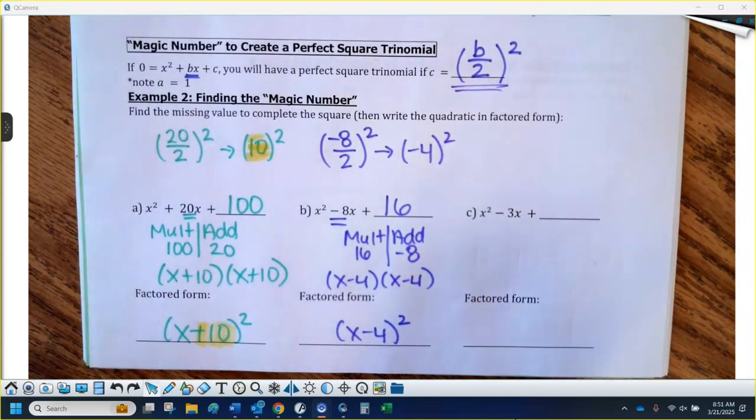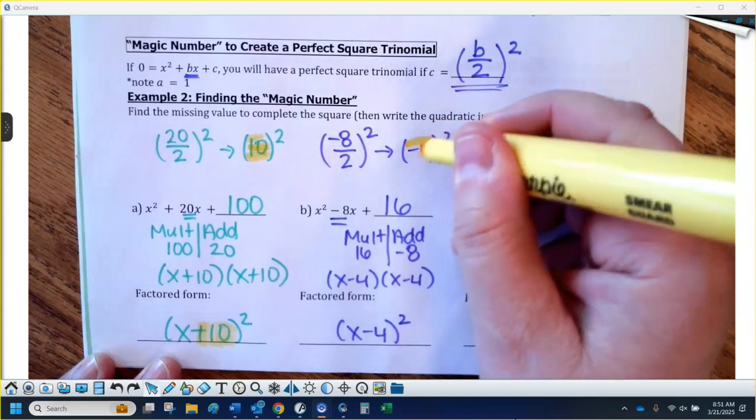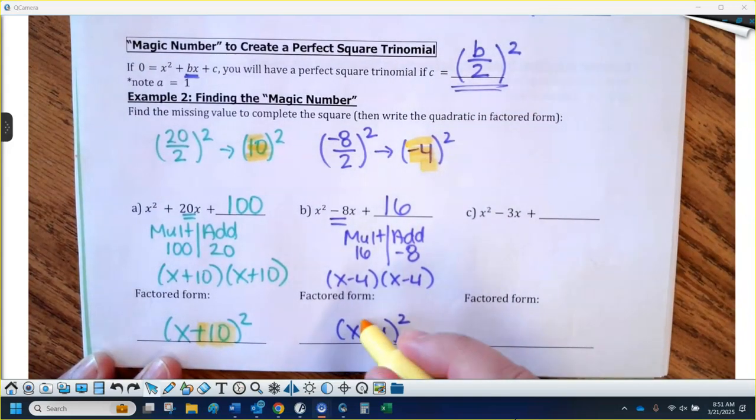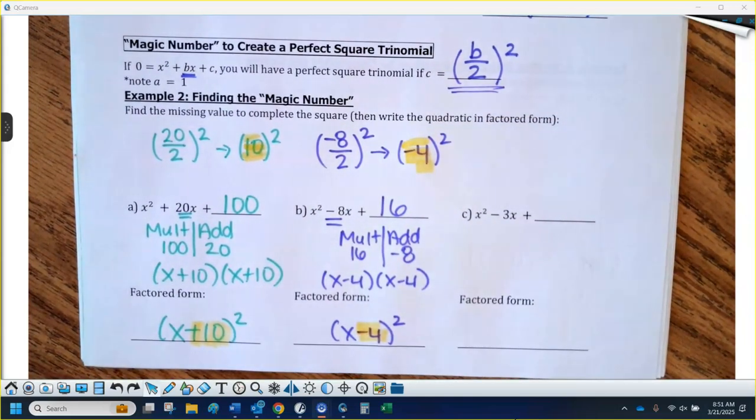Look, whatever you square, in this case we squared negative 4, then in my factor it was x minus 4. Whatever you square is going to be what's in the factor whenever you do these problems.